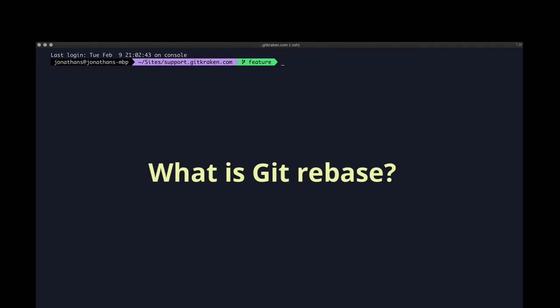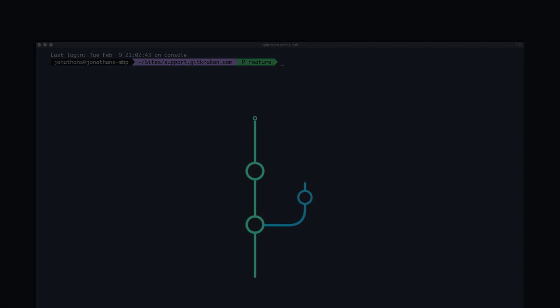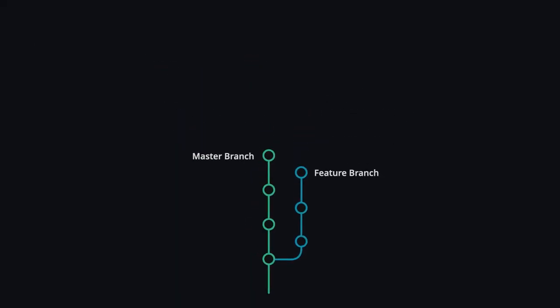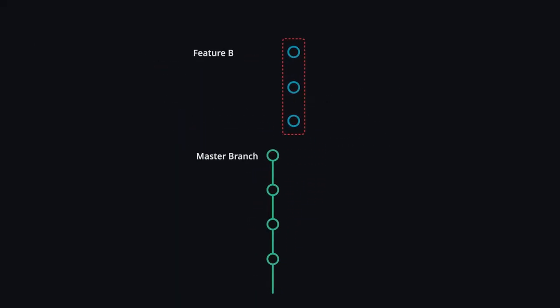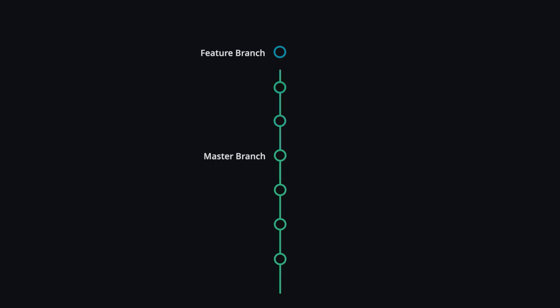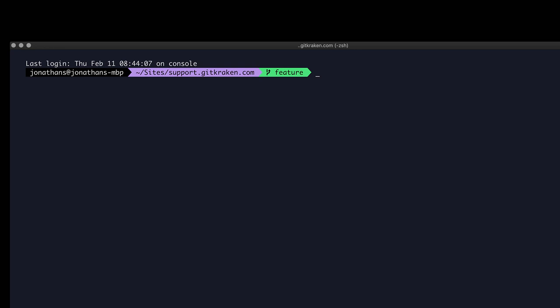What is Git Rebase? Git Rebase rewrites commits from one branch onto another branch. And it's a useful alternative to merging because it gives us a cleaner repo history. And a cleaner history can help us troubleshoot bugs faster, for example, by using the git log or git bisect commands.